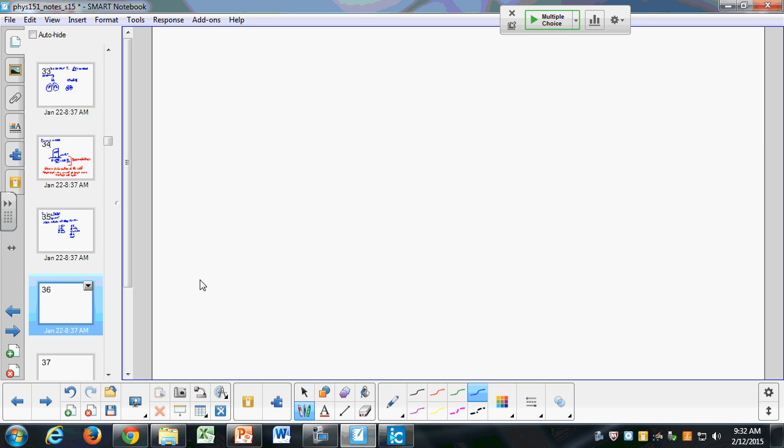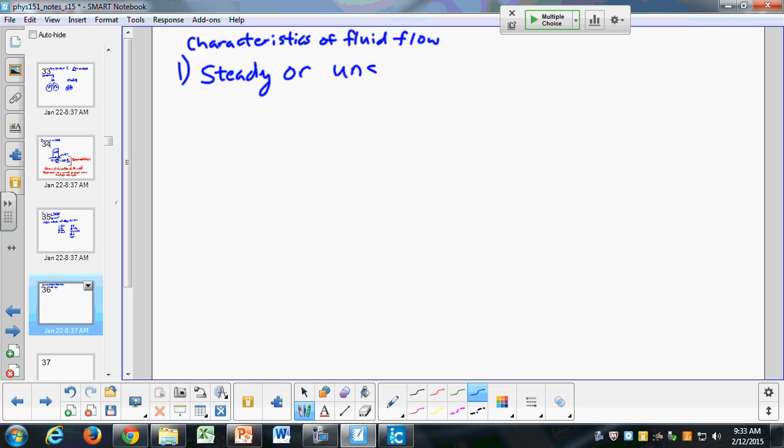You sort of need to be just knowledgeable about these characteristics and then also be able to identify when fluids are ideal or not ideal. I'll show you what I mean by that in just a second. So first thing is that fluid flow, this is characteristics of fluid flow. They can either be steady or unsteady. That means that the velocity at a particular point does not change. So if a fluid has a steady fluid flow, that means the velocity at a point does not change.